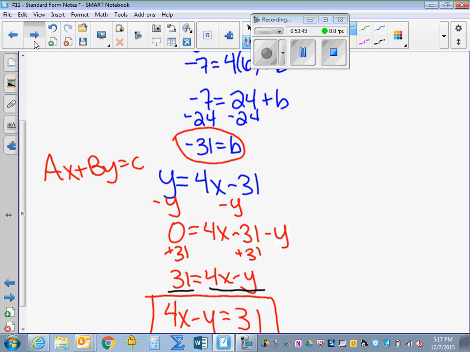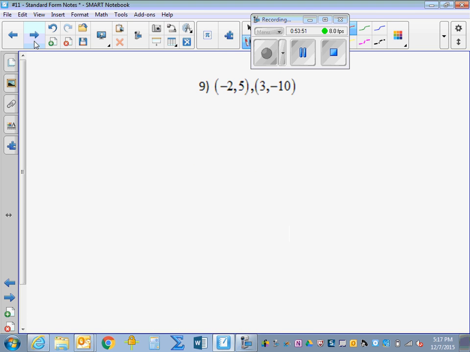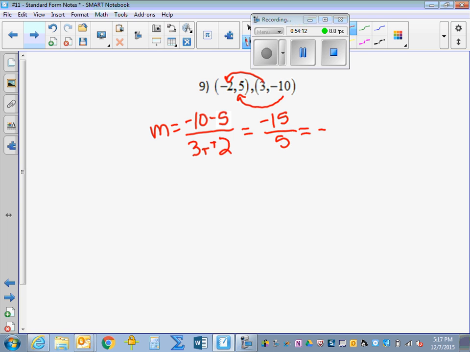All right, let's see what else we have here. Another one here, finding slope. So again, our equation for slope is y2 minus y1, so negative 10 minus 5, over x2 minus x1, so 3 minus a negative 2. That becomes plus a positive, so negative 15 over 5, which reduces to negative 3.